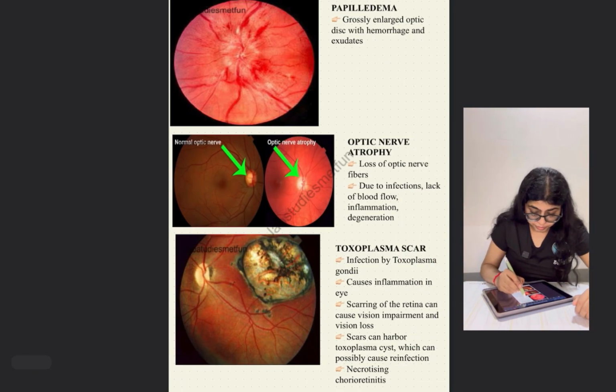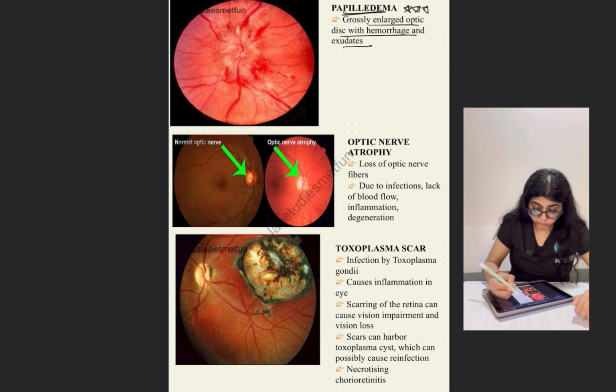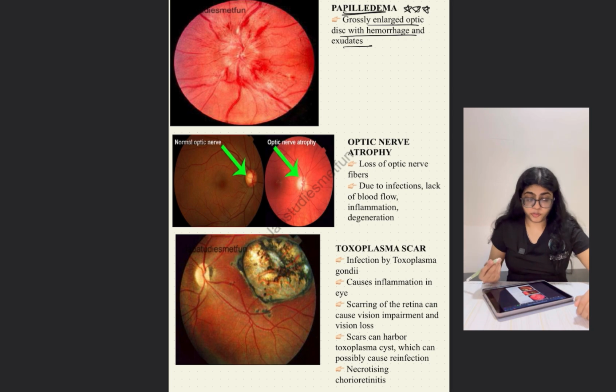Papilledema. Papilledema is grossly enlarged optic disc with hemorrhage and exudates. This image is most often asked in the exam but very easy to identify. Optic nerve atrophy. This is the loss of optic nerve fibers due to infections, lack of blood flow, inflammation, degeneration, and most often than not, there is no treatment for optic nerve atrophy.